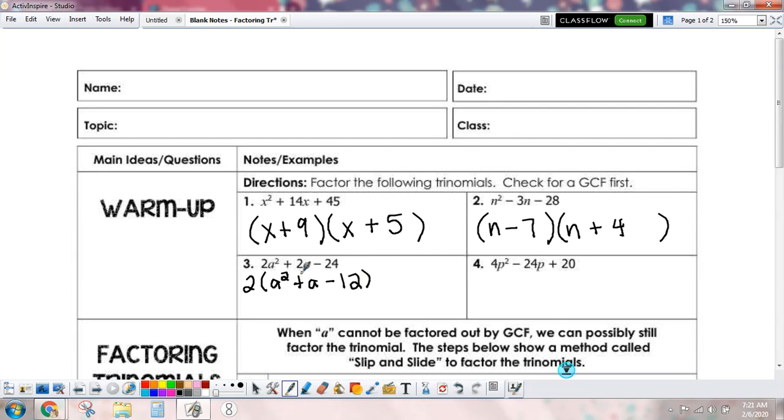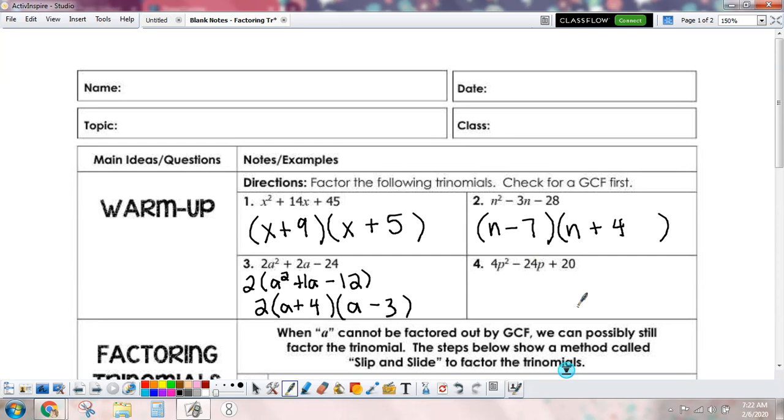And 3 and 4 should get me to a 1 here. Okay, so to get 3 and 4, I have to do either negative 3 and positive 4 or negative 4 and positive 3, because this is a negative 12. So I'm going to go ahead and bring down my 2. And then I have a and a. And since I want a positive 1 here, that means my bigger number is going to be the positive one. So I'm going to have plus 4 minus 3.